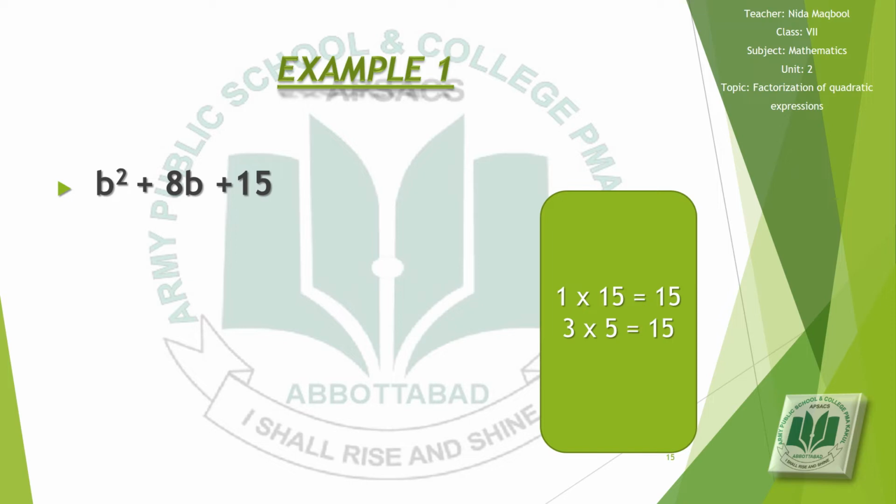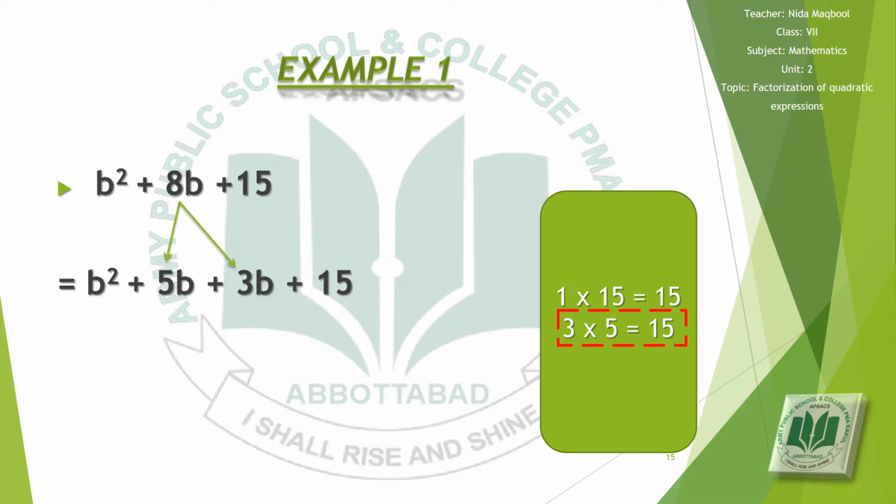As all terms are positive, so I have only considered positive factors. So I will select 3 and 5. Why? Because 3 multiplied with 5 is equal to plus 15 and 3 plus 5 gives us a sum of plus 8. Now after splitting, 8b can be written as b squared plus 5b plus 3b plus 15.